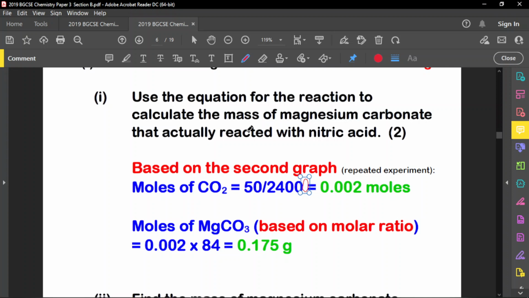And then once you get that amount of moles, what you're going to do now is to find out the moles of magnesium carbonate. Based on the molar ratio, which is a 1-to-1 ratio, you're going to get 0.02 multiplied by 84, and 84 is the molar mass of magnesium carbonate. And as a result of that, what you get here is 0.17 grams. All right, so that is the mass of magnesium carbonate that was actually used up in the equation.